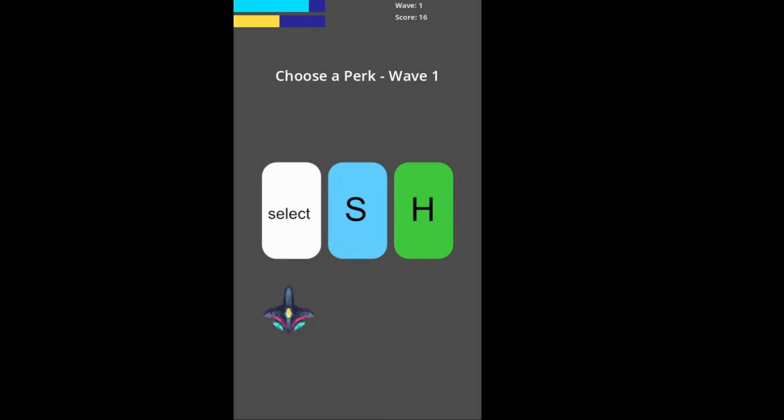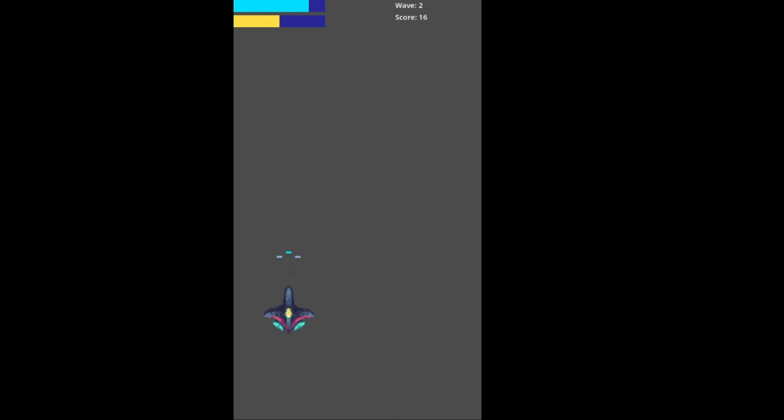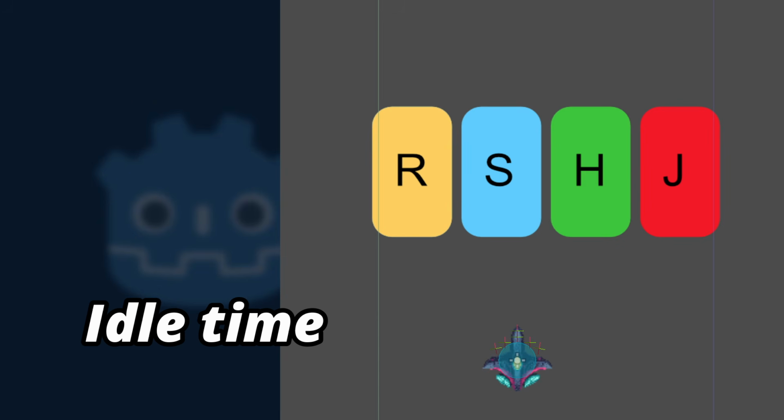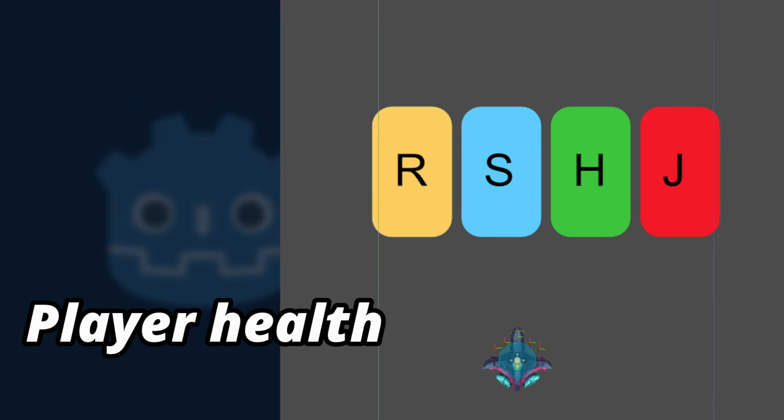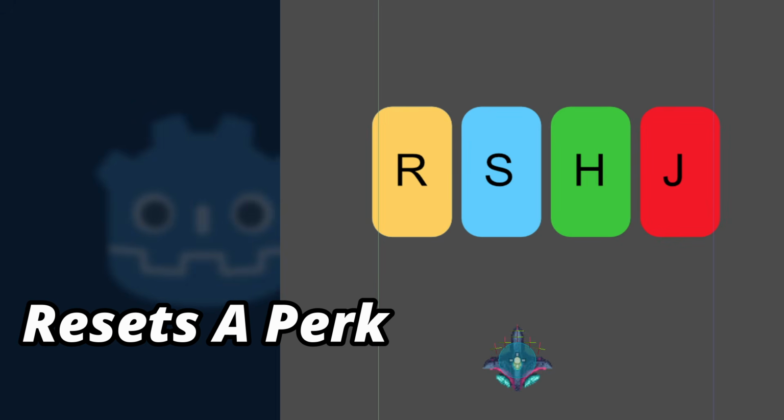Once that was done, I moved on to the perk system. At the end of each wave, the player is shown 3 out of 4 cards. R increases how long the player can stay still before the shot phase resets. S gives a small permanent boost to player speed. H increases max health and heals the player a bit. And J, the wild card, resets one random perk back to its default value.